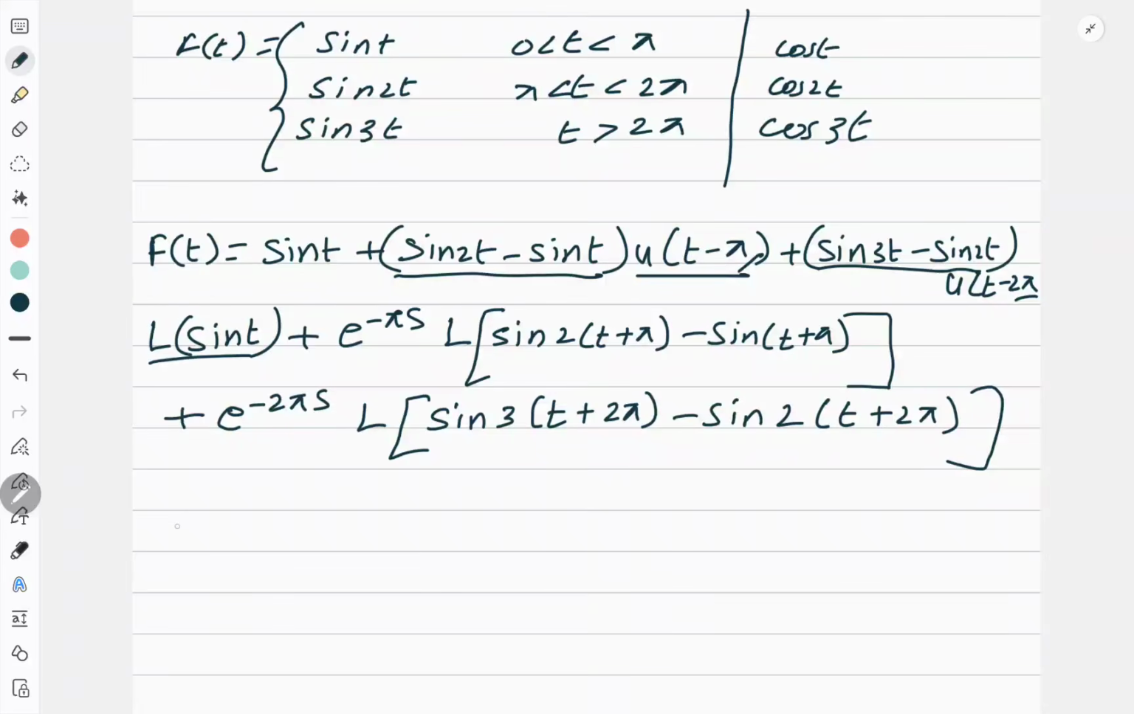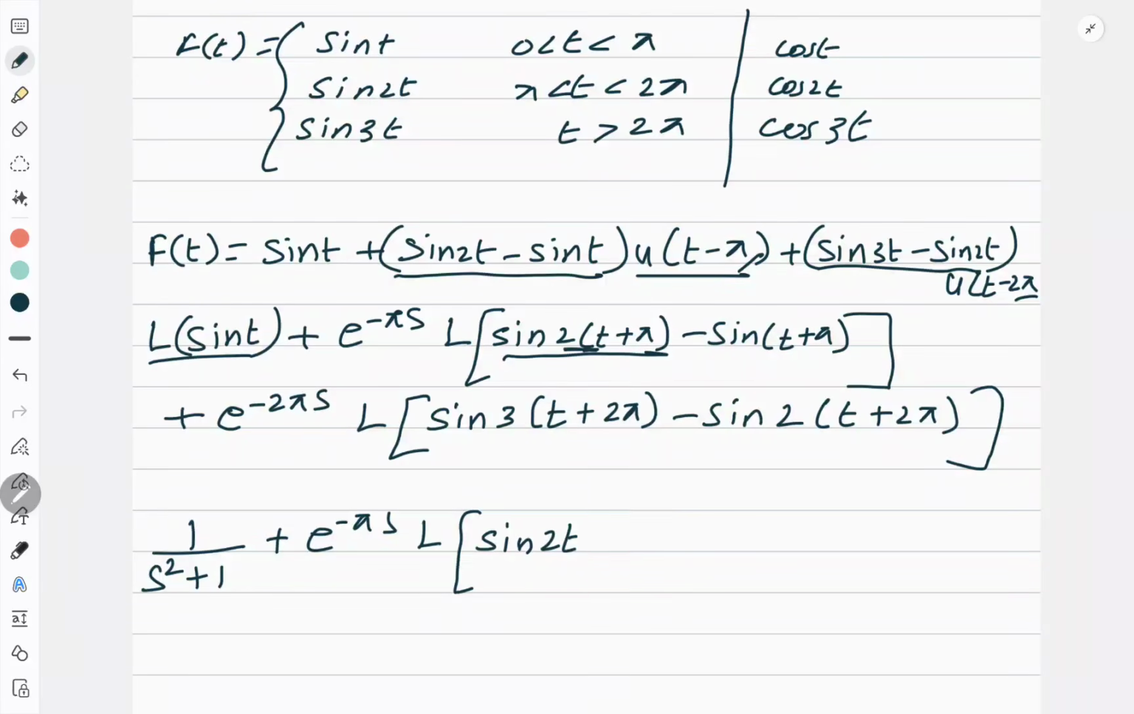Now let us solve. What is L of sin t? L of sin t is 1 upon s square plus 1 plus e to the power minus pi s Laplace of, now understand this, this is sine 2t plus 2 pi. If I am saying plus 2 pi, it means full 360 degrees I have done. So I will be left with only sine 2t.